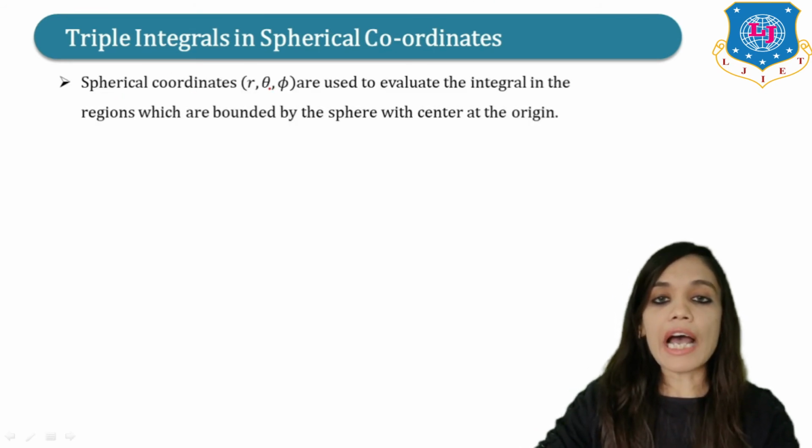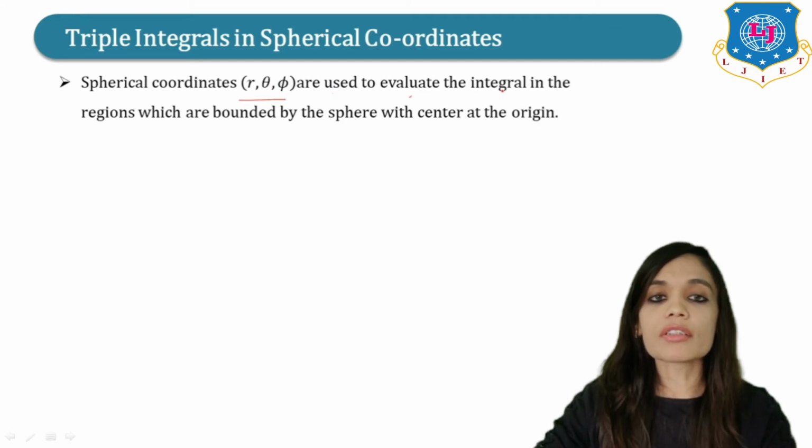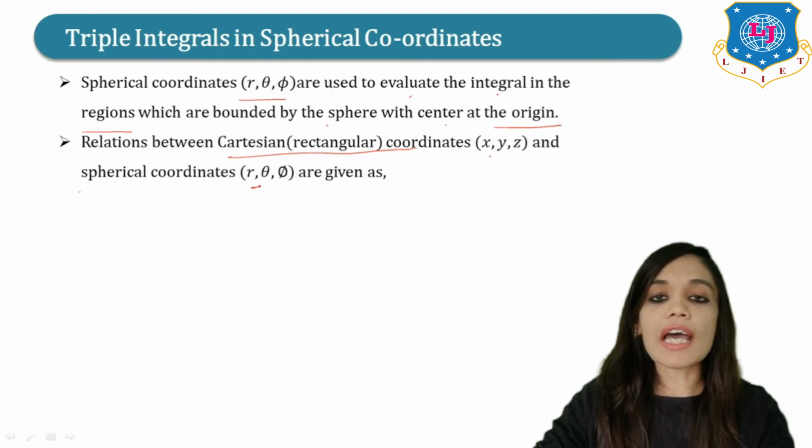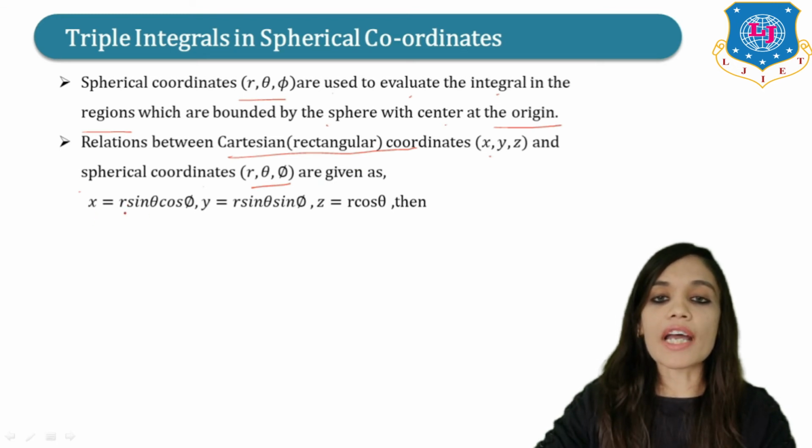Now let's go to our next topic, that is triple integrals in spherical coordinates, right? Spherical coordinates r, theta and phi are used to evaluate the integral in the regions which are bounded by the sphere with center at the origin. Okay, so the relations between Cartesian coordinates x, y, z and the spherical coordinates r, theta and phi are given as x is equal to r sin theta cos phi, y is equal to r sin theta sin phi, and z is equal to what?